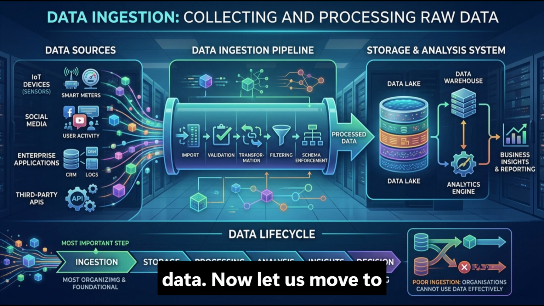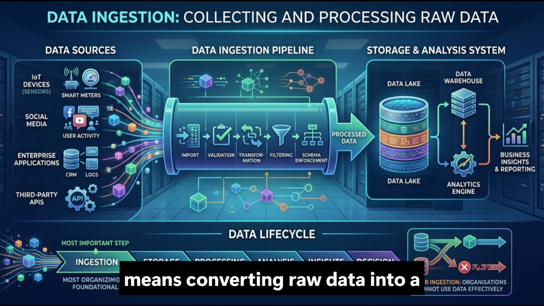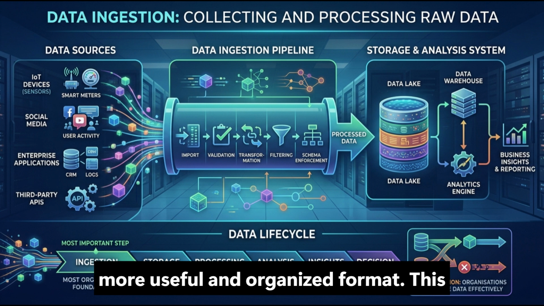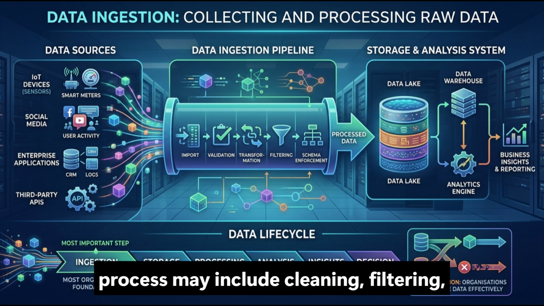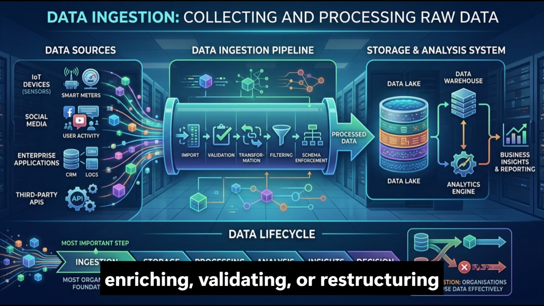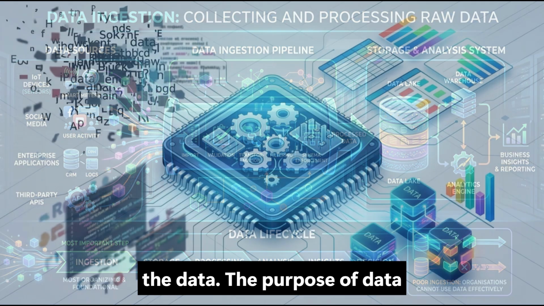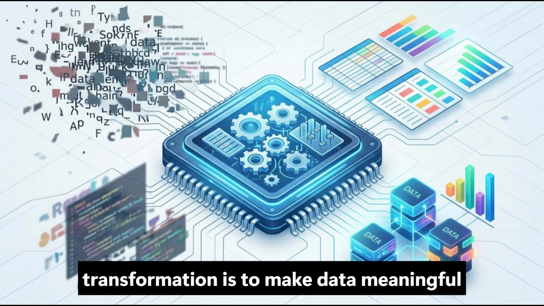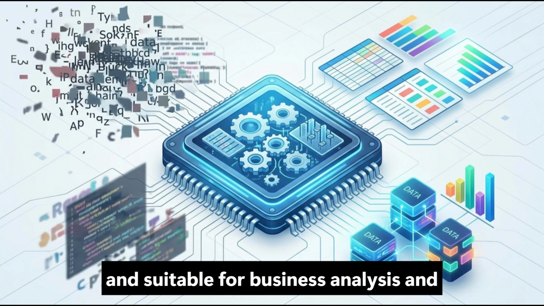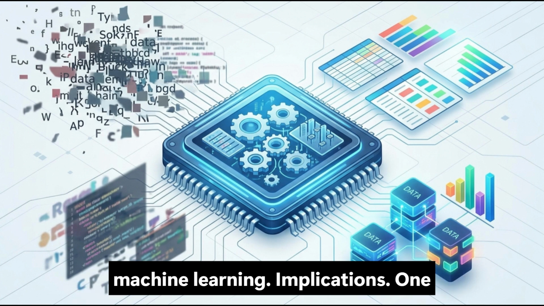Now let us move to data transformation. Data transformation means converting raw data into a more useful and organized format. This process may include cleaning, filtering, enriching, validating, or restructuring the data. The purpose of data transformation is to make data meaningful and suitable for business analysis and machine learning applications.